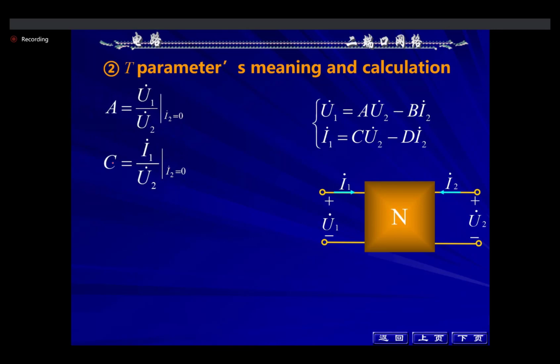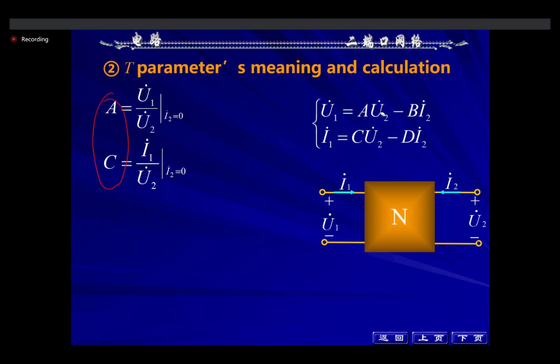When we try to calculate A and C, we assume I2 is 0. I2 equal to 0 means open circuit. Then calculate U1. Since I2 is 0, we should add U1 here, or add I1 here. Calculate U2 and I1, so we get the A and C.